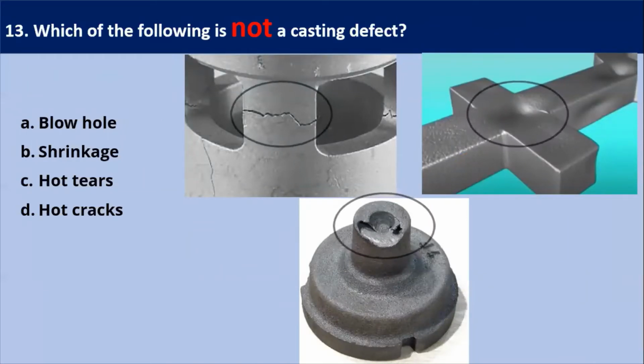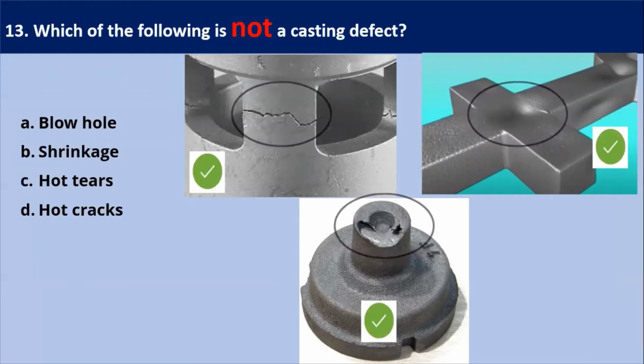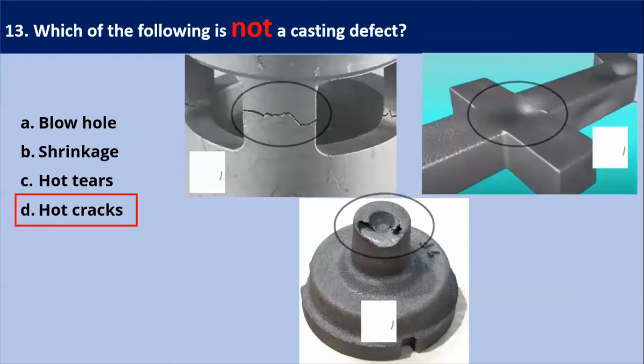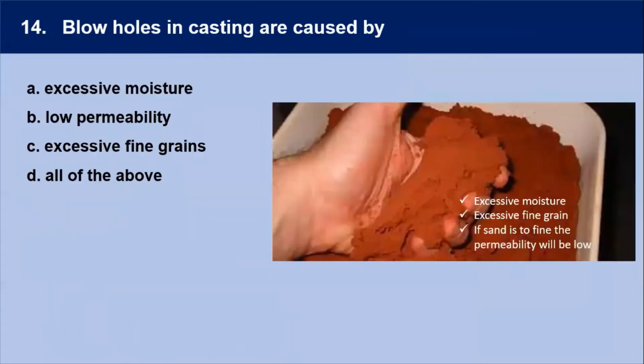Which of the following is not a casting defect? Here, I showed the diagram: this is blowholes, which is a casting defect. This is a shrinkage defect which occurs in the casting. Also, you can see the hot tear casting defect. But here, I showed the hot cracks. So hot crack is not a casting defect. And that's why our answer is D. Next question.